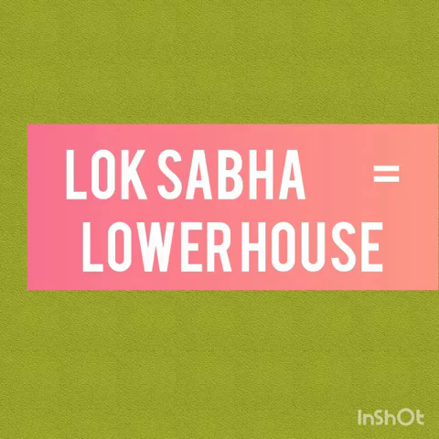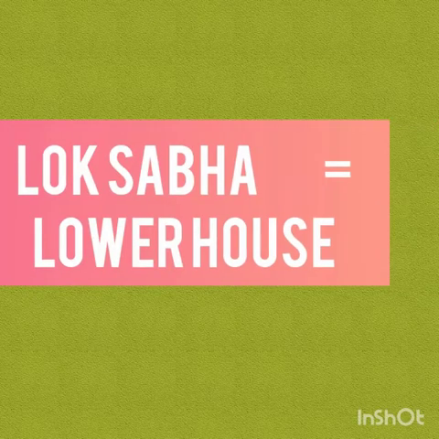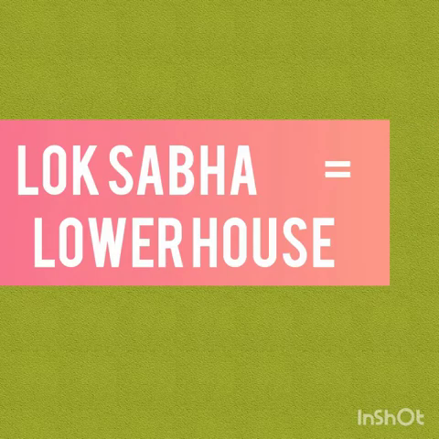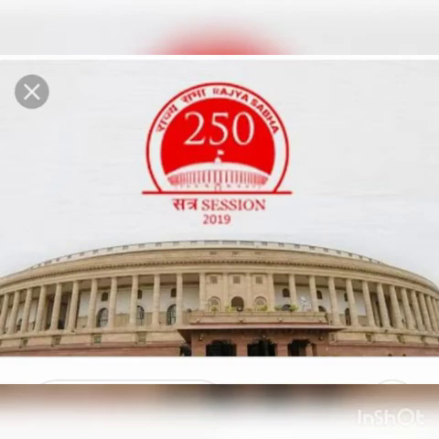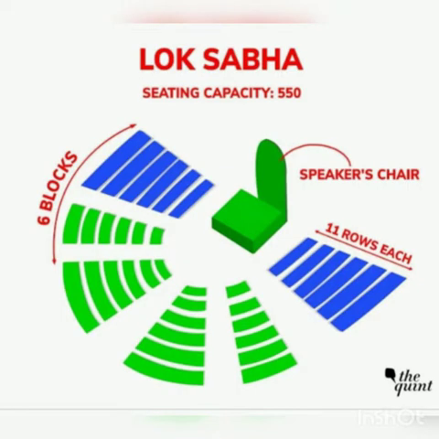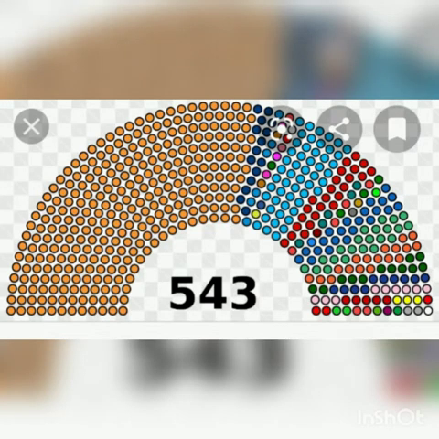Now, since the members of the Lok Sabha are directly elected by the people, it is known as the popular house or as the lower house of the parliament. The Lok Sabha can have 550 members. You know that the Rajya Sabha can have 250 members. The Lok Sabha can have 550 members. At present, the Lok Sabha has 543 members.